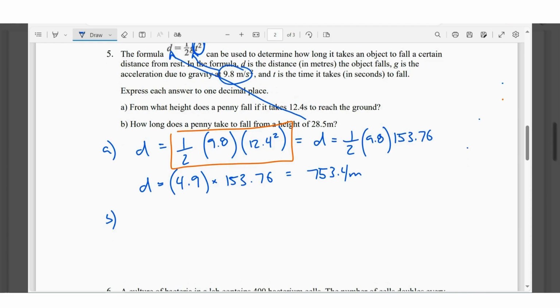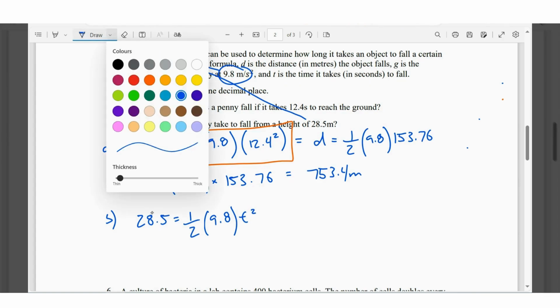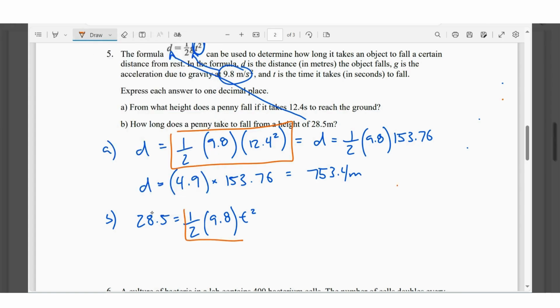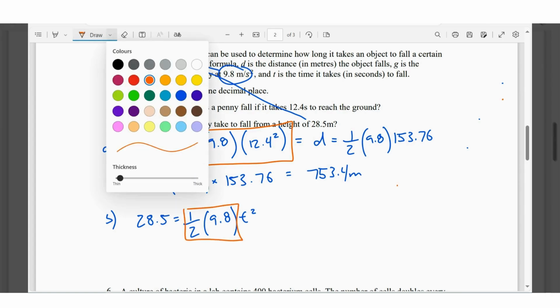So let's go. We know the distance, 28.5 equals half. I got cut off, but I was saying that the distance is 28.5 meters, and half times G we know is 9.8. And it's the time that we're trying to figure out. So we can leave that as a t squared. This time I'm going to solve this part first. We want to get the t by itself.